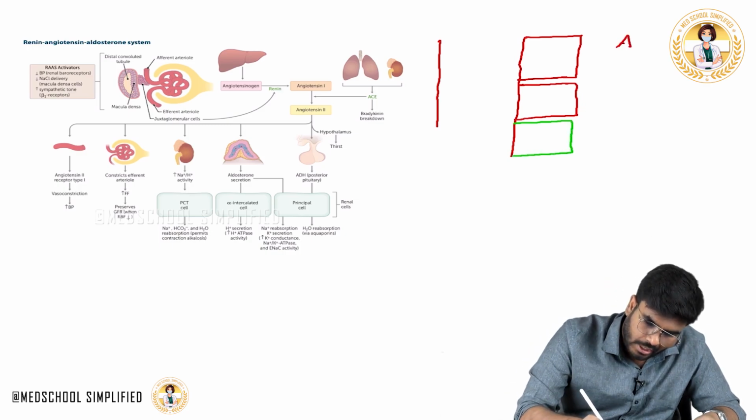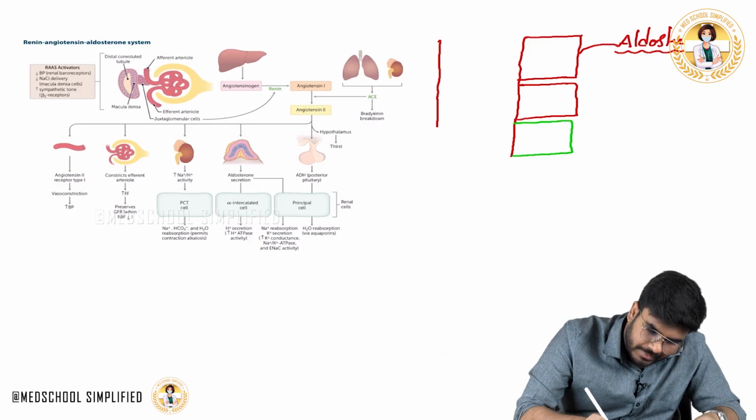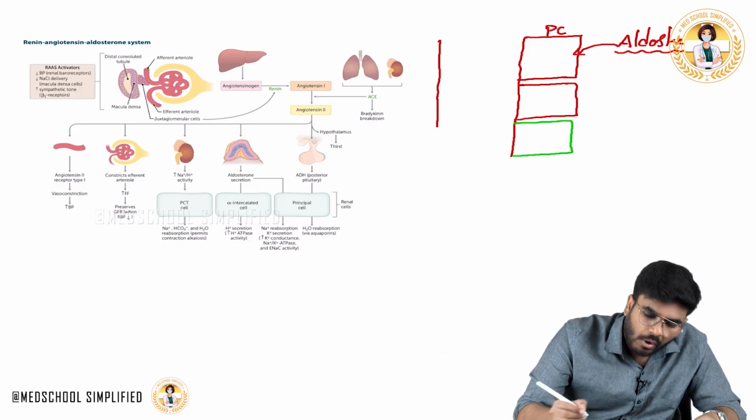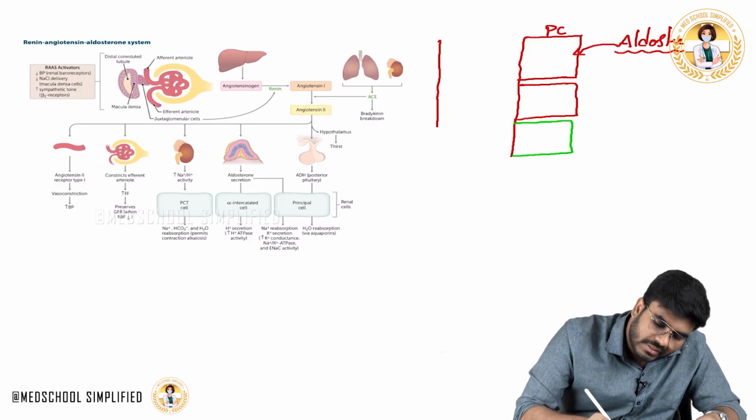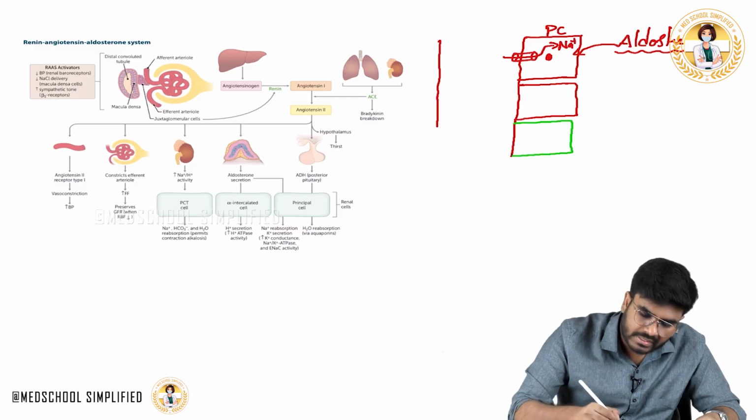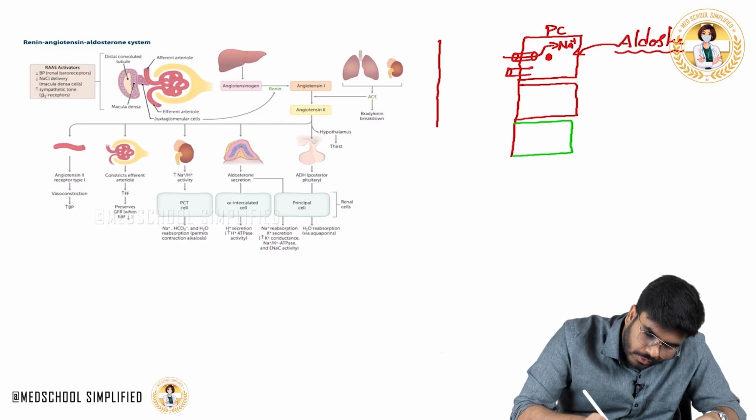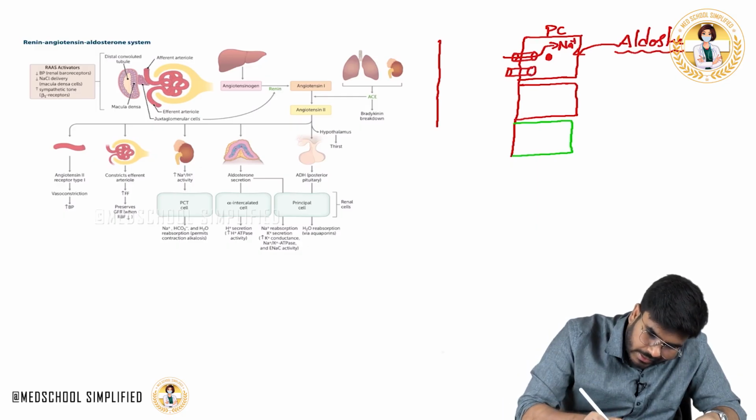Now we know, yes, aldosterone is coming. Now what is this aldosterone doing? Aldosterone will act on the principal cell. Under the influence of aldosterone, these principal cells will reabsorb more sodium. Now when a positive ion is coming in, one positive ion needs to go out. So one sodium is coming in, now one potassium will go out.